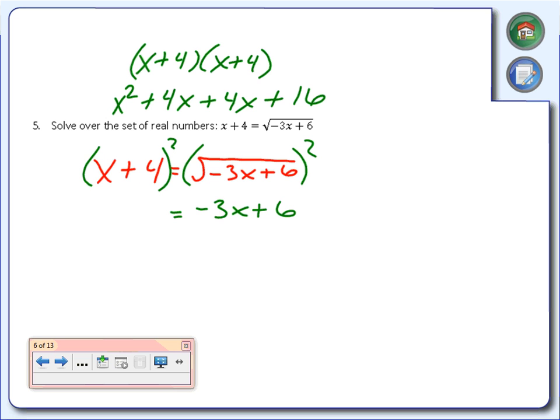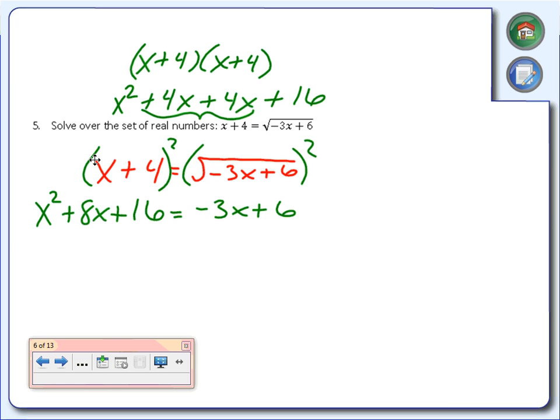Notice that I can simplify even further. These two terms right here in the middle, they are like terms, so I can put them together, which means I'm going to end up with x squared plus 8x plus 16. So I now have squared both sides.